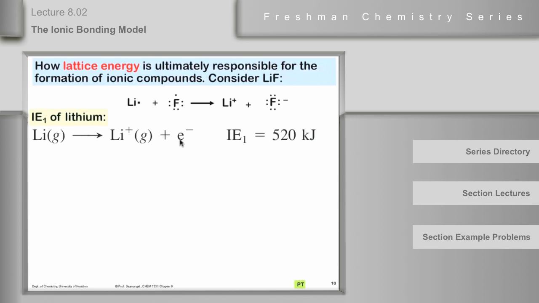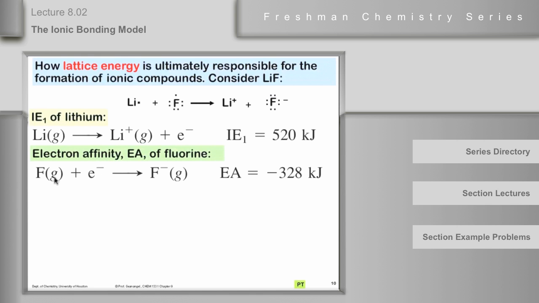Now we'll take that electron that we got, and we will give it to the fluorine atom. And the energy change for that is the electron affinity. So 1 mole of F in the gas phase plus an electron goes to 1 mole of F minus, a fluoride ion in the gas phase, and the electron affinity is exothermic, 328 kilojoules.